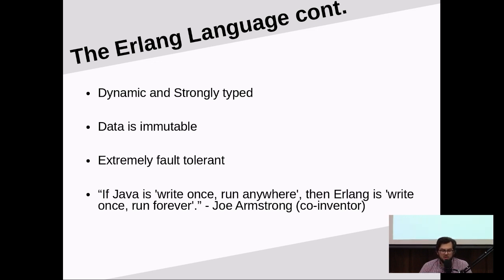Joe Armstrong, the co-inventor of Erlang, described it as: if Java is write once, run anywhere, then Erlang is write once, run forever. The whole philosophy of this language is to work with the telecom industry and to allow errors to not propagate through the system and just keep going through anything. High uptime was the most important feature of the language.